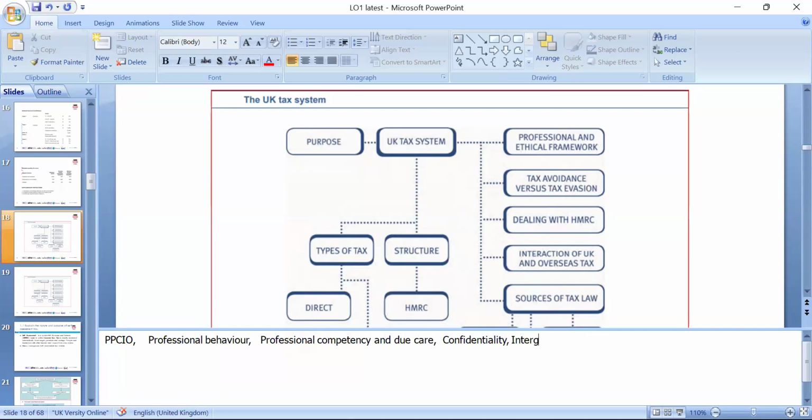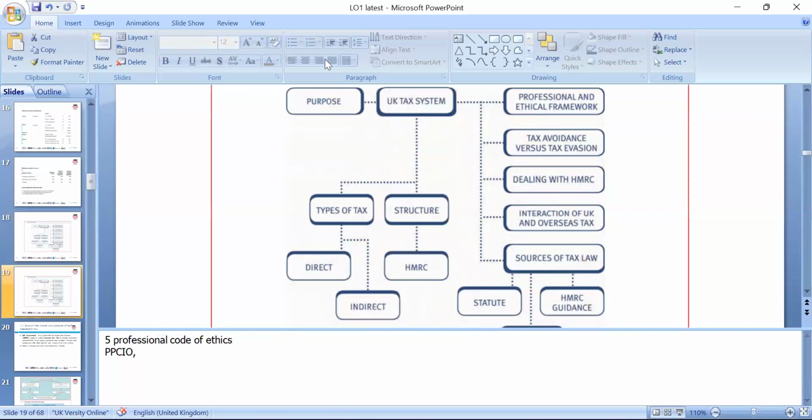We need to make sure of the client information, and we tell things true and fair. And objectivity, not conflict of interest. So these are the 5 professional code of ethics. Those we need to make sure we follow accordingly. Okay, that's what we need to look around.